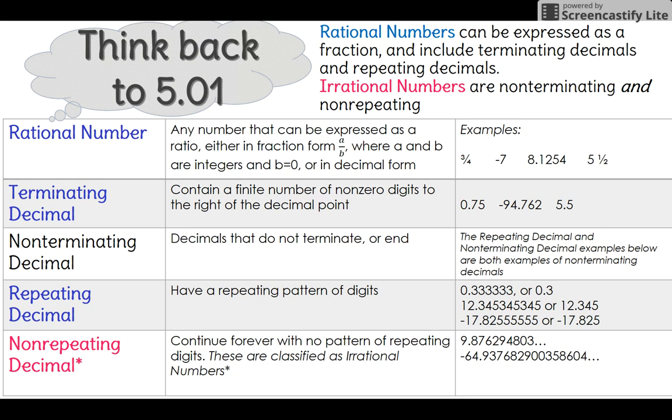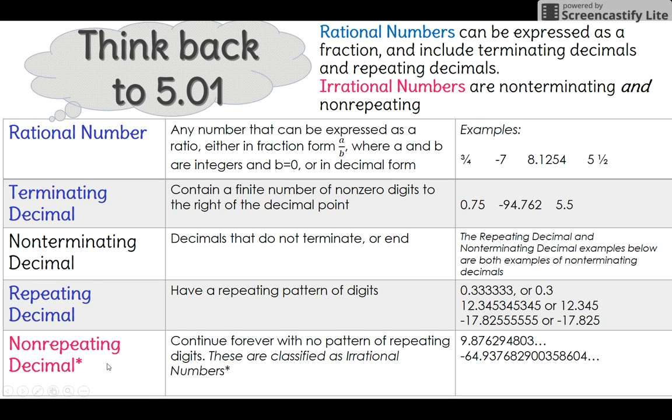2, 1. All right, so the main thing we want to pull from here is that a rational number is a number that can be expressed as a ratio or a fraction, right? So a ratio can be expressed in fraction form, a over b, where a and b are integers, and b cannot equal 0. That's supposed to have a not-equal sign in there. Or it can be written in decimal form.